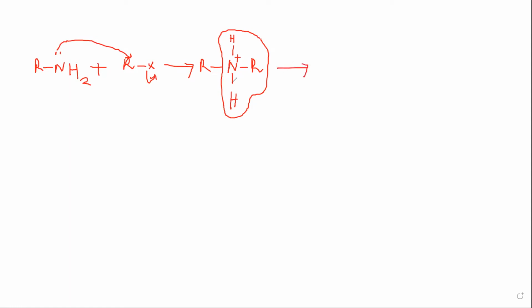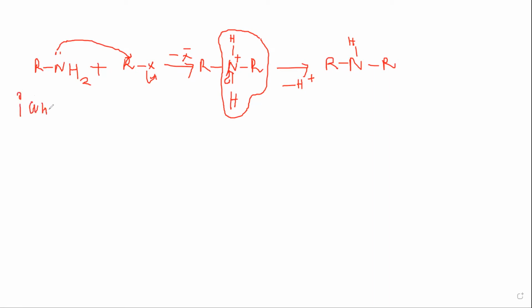And what will happen? One of the hydrogen atoms will leave as H plus, leaving that bonding pair of electrons to nitrogen. So you will be getting RNHR, and H plus can combine with X minus to form HX. So this is a secondary amine. In the first step, you got a primary amine.